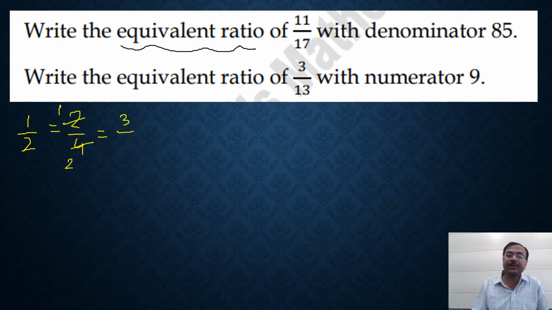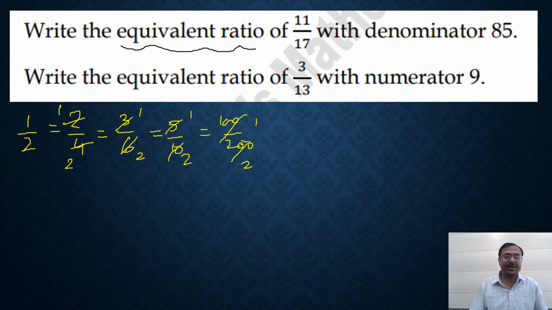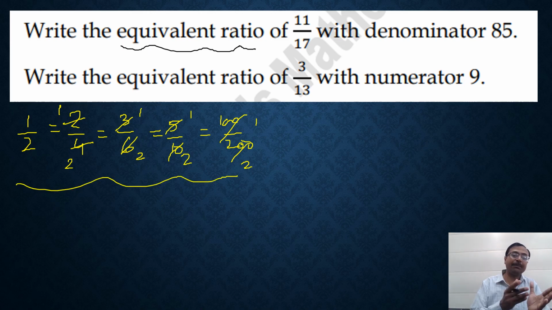Likewise, if I write 3 upon 6, 3 goes into both 3 and 6, you will get 1 upon 2. How about 5 upon 10? 1 by 2 again. 100 upon 200? 1 by 2 again. All these are equivalent ratios because they get reduced to the same simplest form. Okay, so how do we generate equivalent ratios?